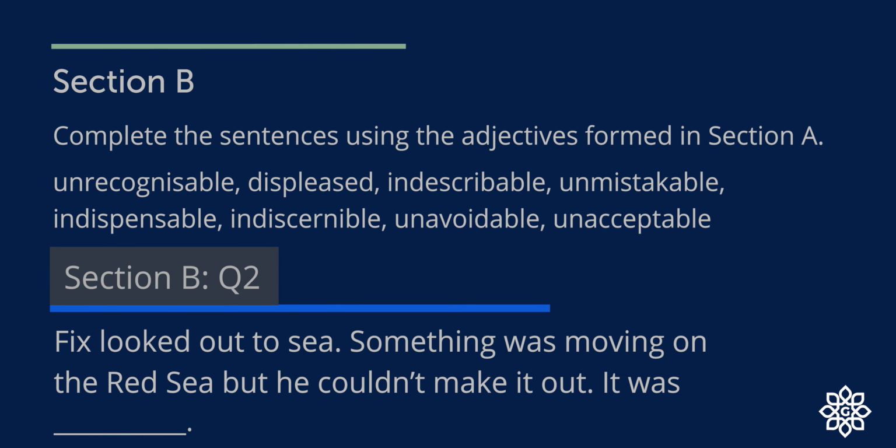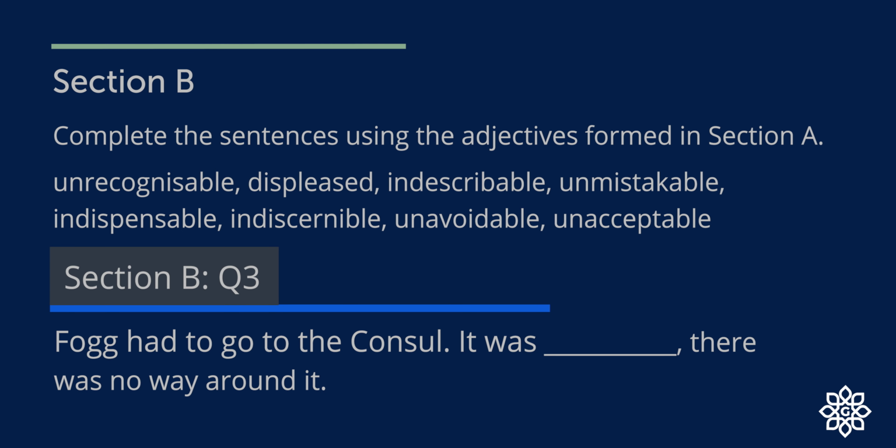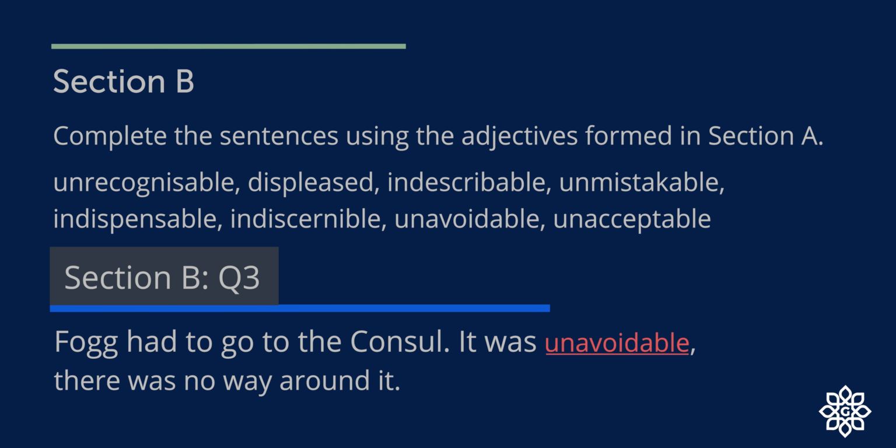Question number 2. Fix looked out to sea. Something was moving on the Red Sea, but he couldn't make it out. You cannot discern it. So the word is indiscernible. Question number 3. Fogg had to go to the council. It was blank. There was no way around it. So he cannot avoid it. So the word is unavoidable.